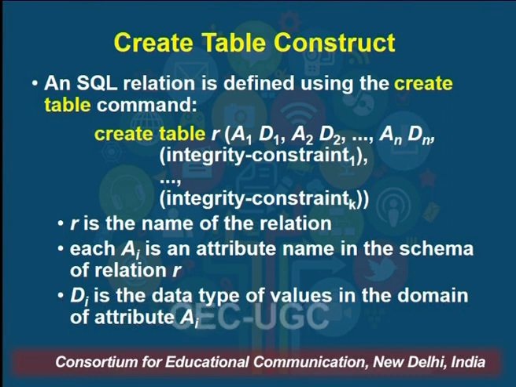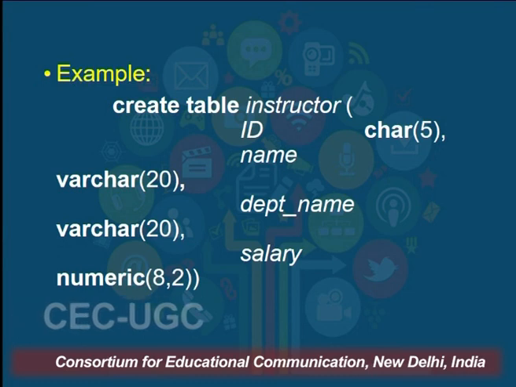So in its very bare format, we need one name of the relation, then the names of the attributes and the domain types of the attributes. We can also skip the integrity constraints if they are not required or not appropriate. So this was the basic structure. Let us take it with an example.